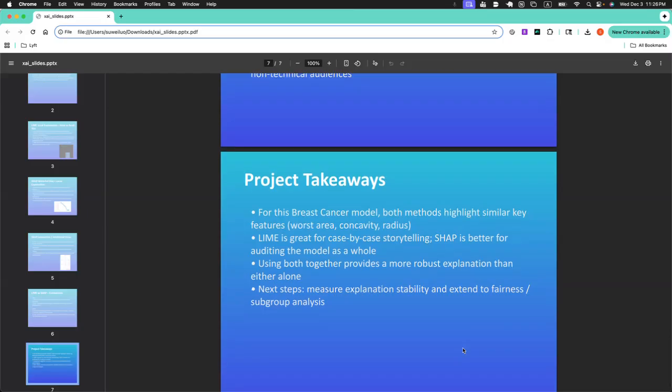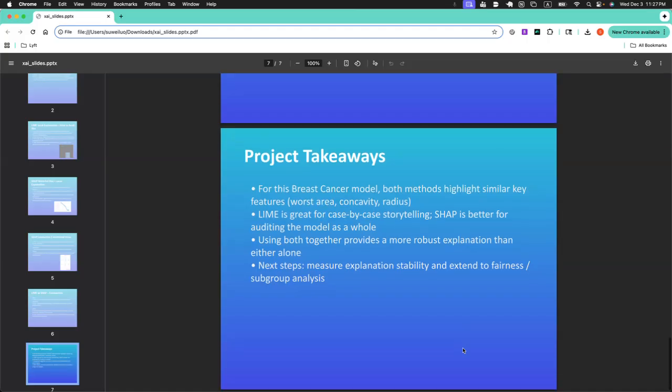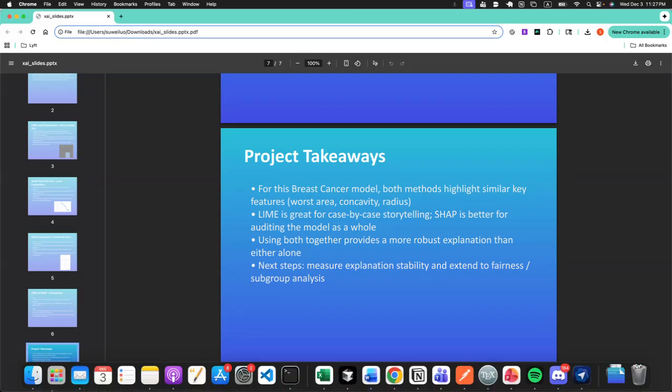The last part is the project takeaway. For this breast cancer model, both methods actually point to similar features: worst area, concavity, and radius, which is consistent. Again, LIME is great for case-by-case storytelling, and SHAP is better for auditing the model as a whole. As for next steps, I think measuring the explanation stability and extending to fairness subgroup analysis can be something we do in the future. But yeah, that is all for the presentation.